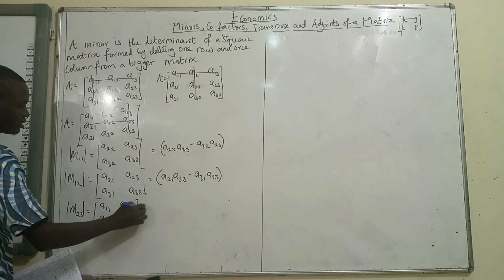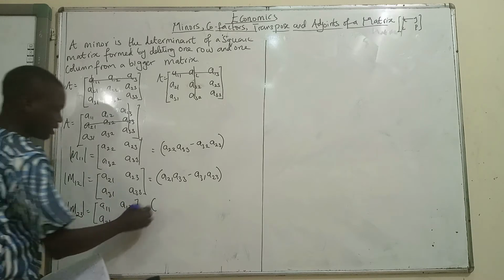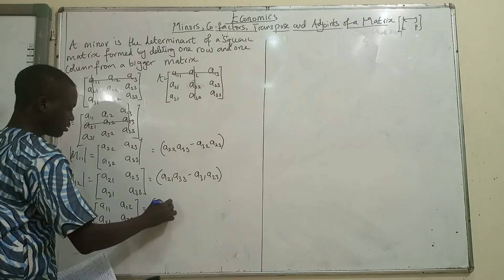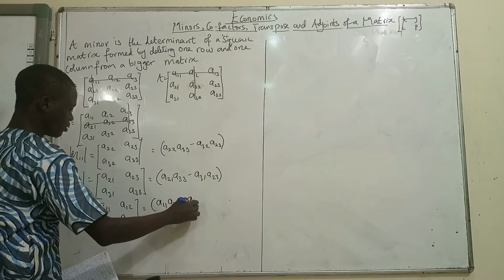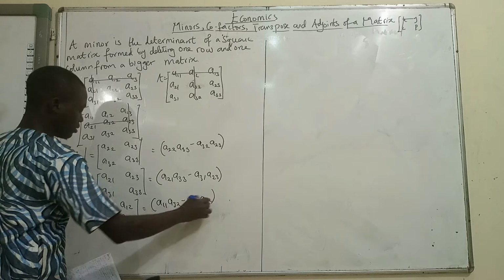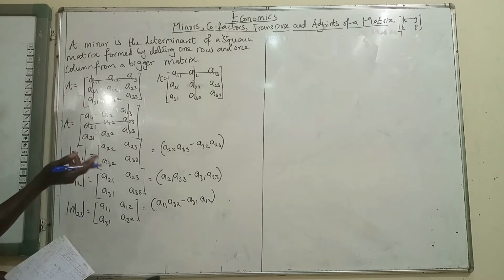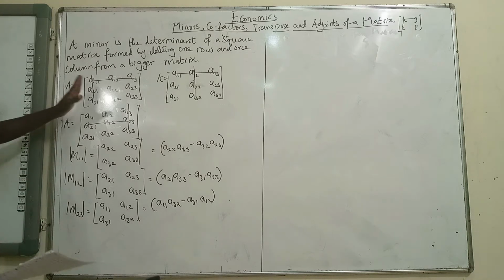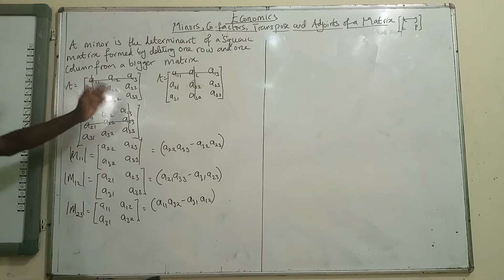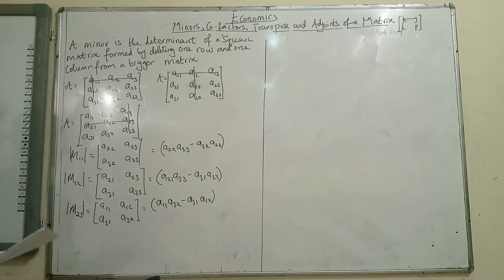So how do we find this? We have A11, A32 minus A31, A12. So if I'm not mistaken, that's all. That's how to find the minor of a matrix. We have 9 elements here, so we do that 9 times, crossing out 9 different times.